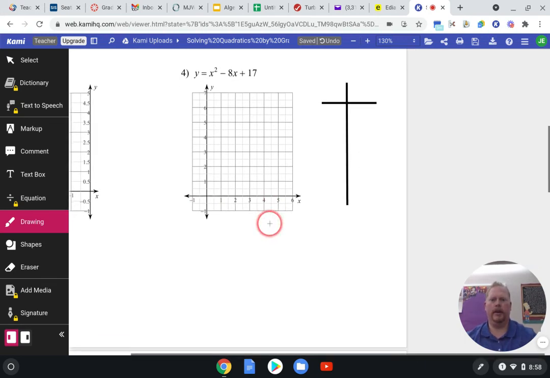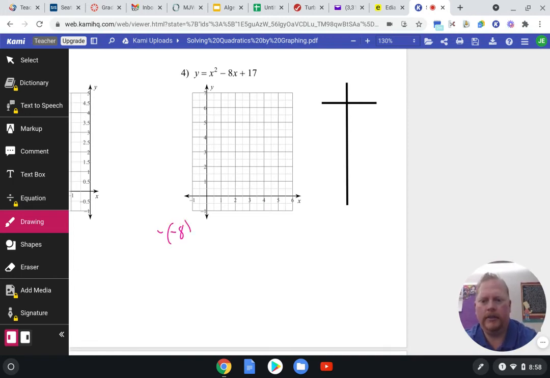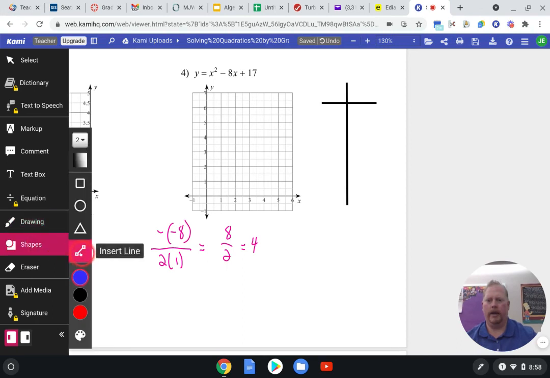All right, let's go ahead and figure out our axis of symmetry first. So I'll have negative negative 8 over 2 times 1, which is 8 over 2, which is 4. So I will go ahead and make my axis of symmetry on the line x equals 4.